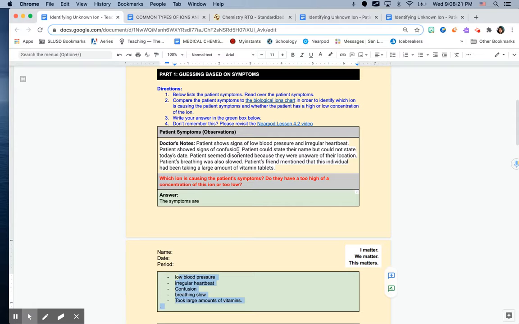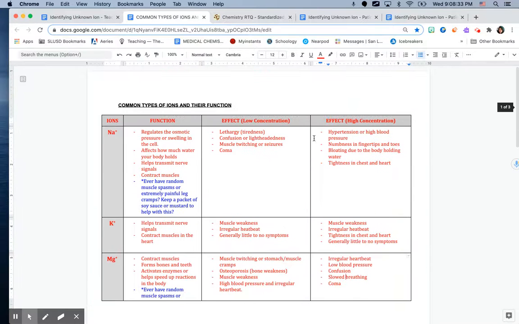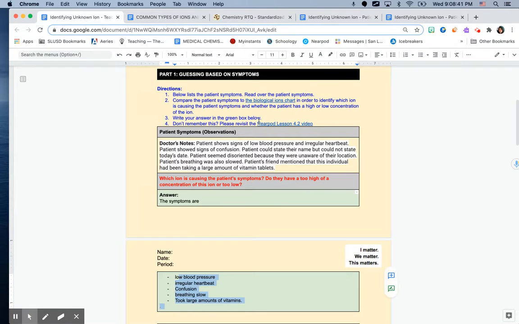After I have identified all of these symptoms, I'm going to go to step 2, compare the patient's symptoms to the biological ions chart. If I click on it, it will look like this table here. And recall that we did this in Nearpod lesson 4.2. So if you don't remember how to use this table, please watch this Nearpod lesson video linked in step 4 in blue.